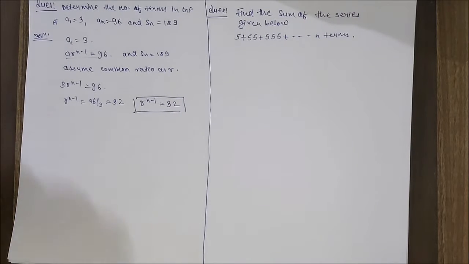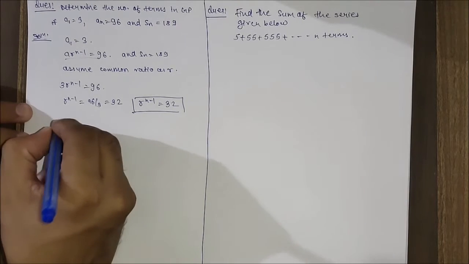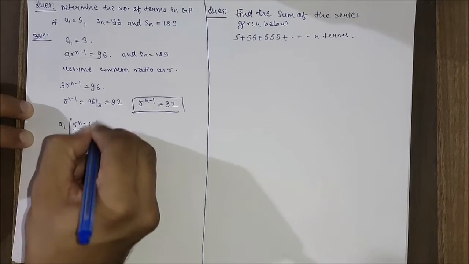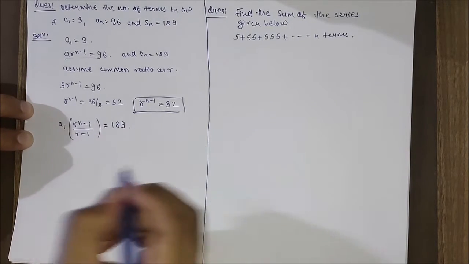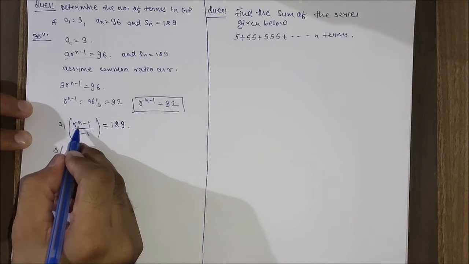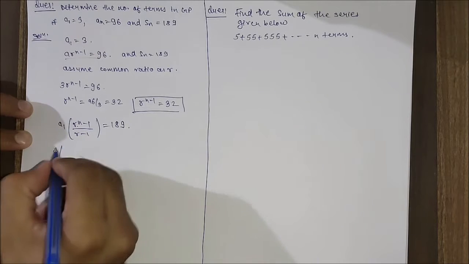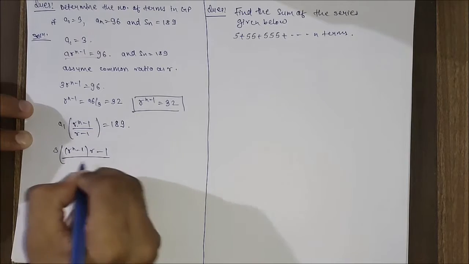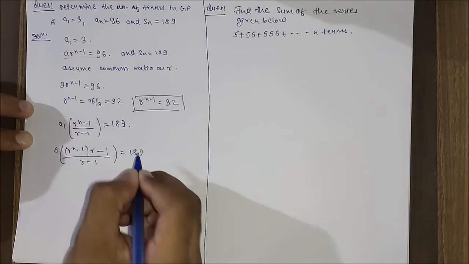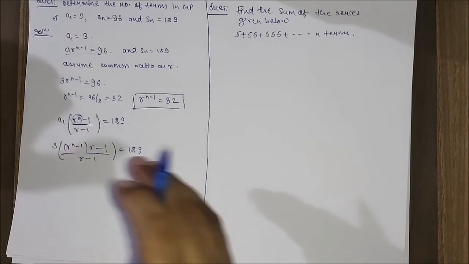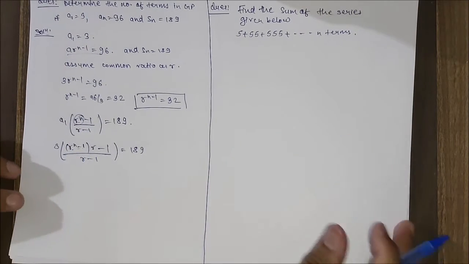And we have also been given Sn. The formula for Sn, we know that Sn is equal to A1 (r^n minus 1) upon (r minus 1), which is equal to 189. A1 is 3. We can pull out R from it. Then we get r^(n-1) into r minus 1 upon r minus 1 equals 189. We have divided r^n by r, so splitting them, we get r^(n-1) into r.